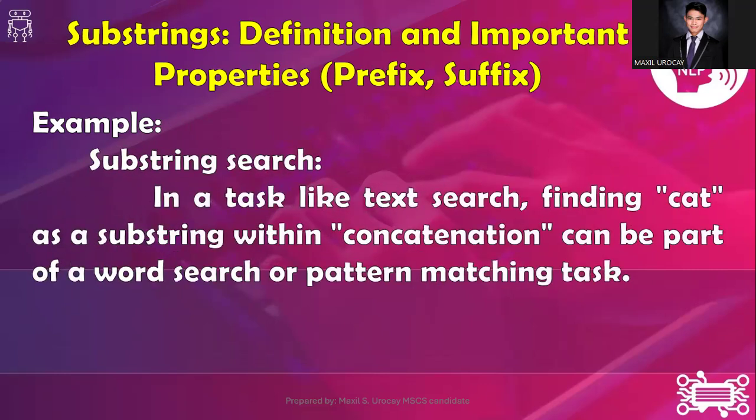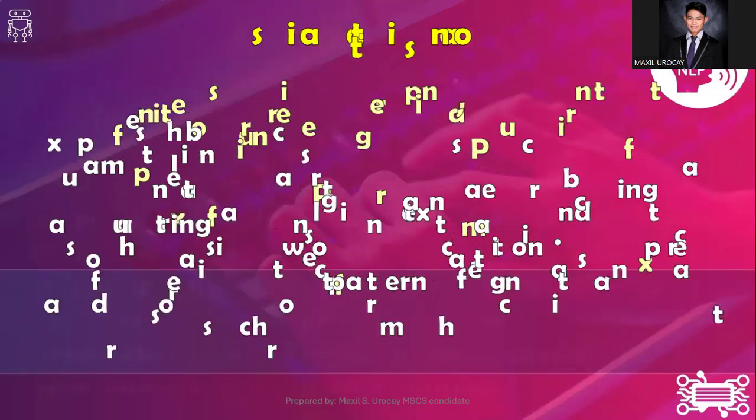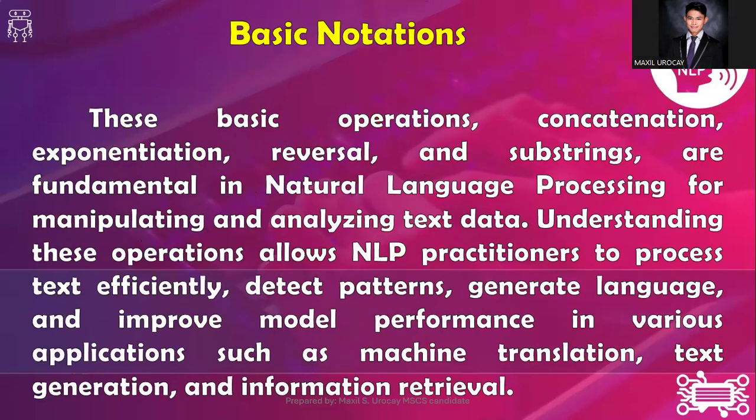Next, we have here the example for substring search. In tasks like text search, finding cat as a substring within concatenation can be part of a word search or pattern matching task. That's how it works. So we have here the basic notations also. Let's proceed with this topic.